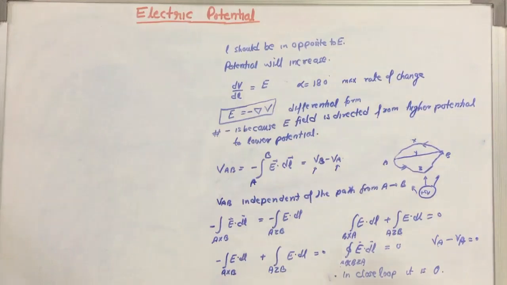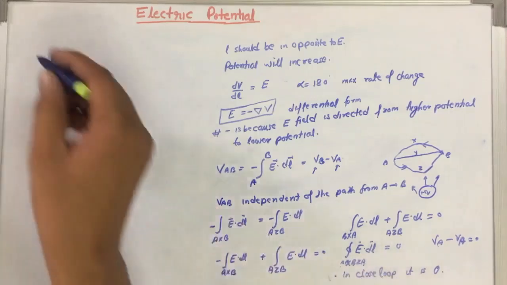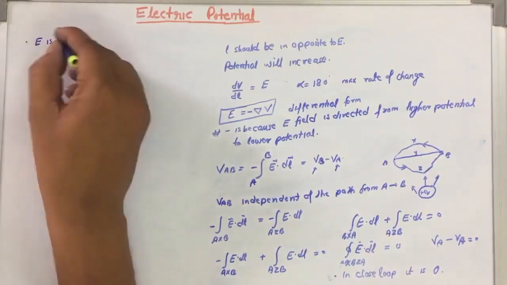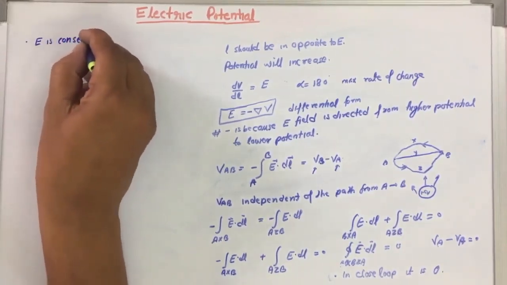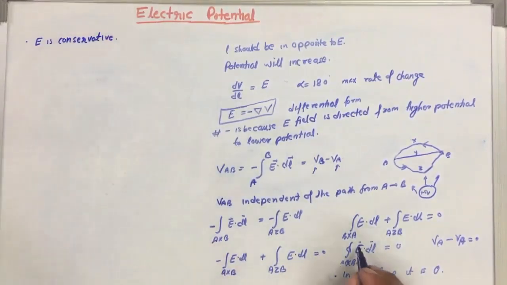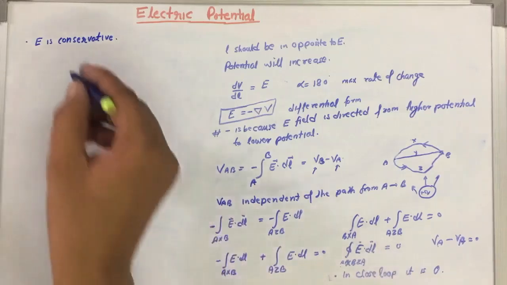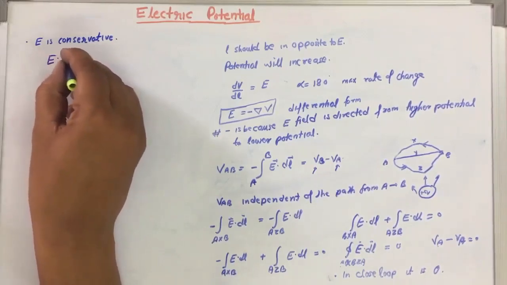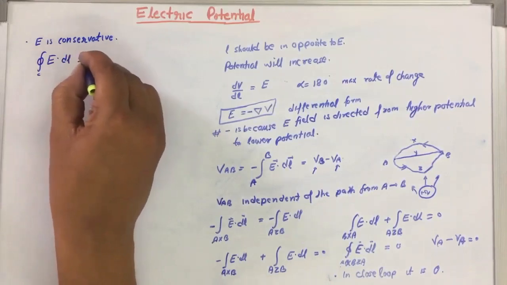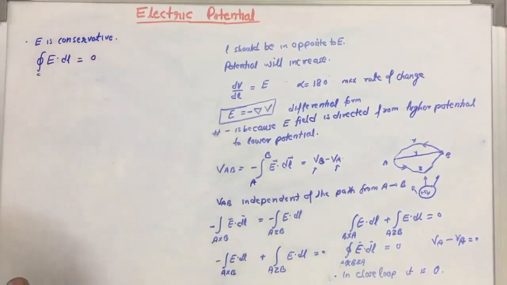Now we come to know that in a closed loop the potential difference is equal to 0. It means from here we can say E is conservative. In a closed system it remains conserved. So according to that, E dot dl in a closed loop will be equal to 0.